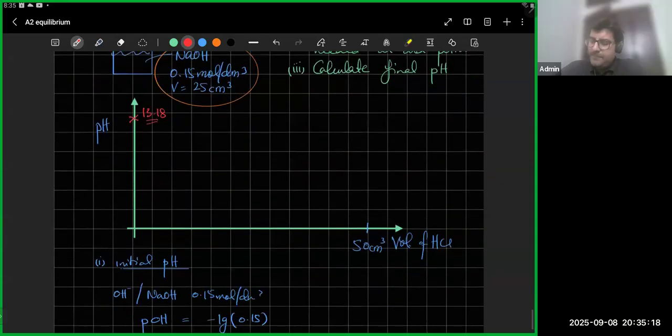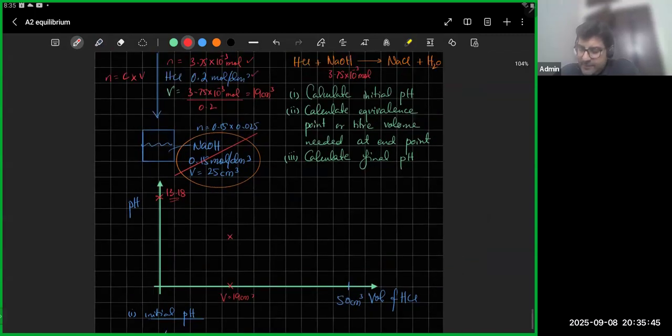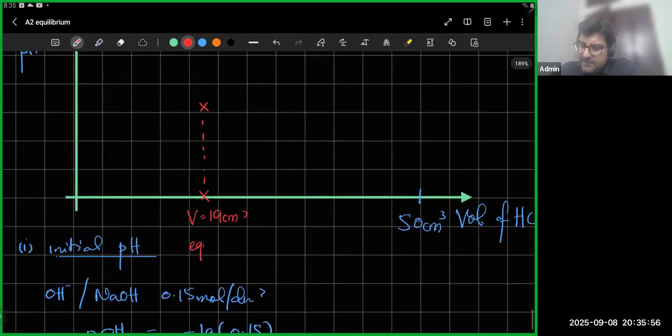So, focus on this axis. When you add 19 cm cube, it must be somewhere over here. That is the equivalence point. That means all the NaOH would get neutralized completely, and your pH at this point would be around 7, right? Because you're adding the exact required amount of HCl, which is 19 cm cube. So that's your equivalence point. Is that clear?